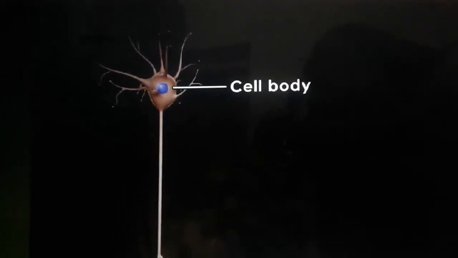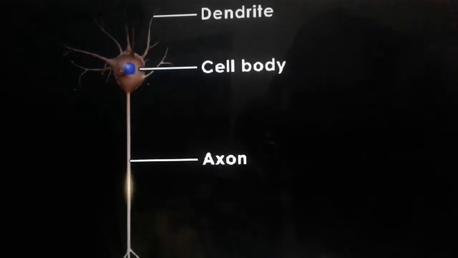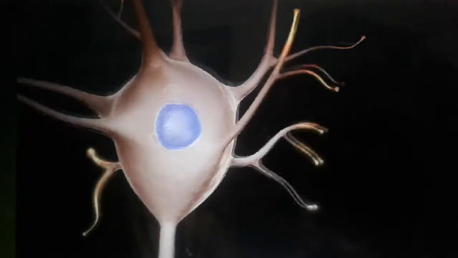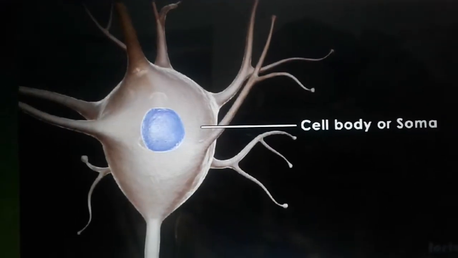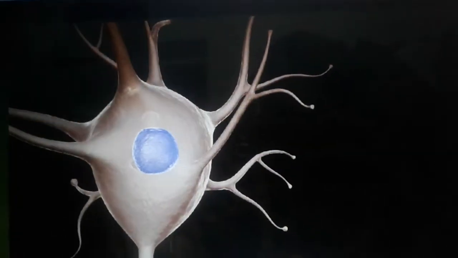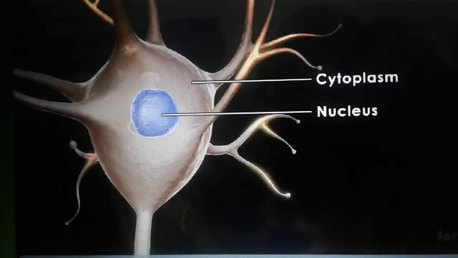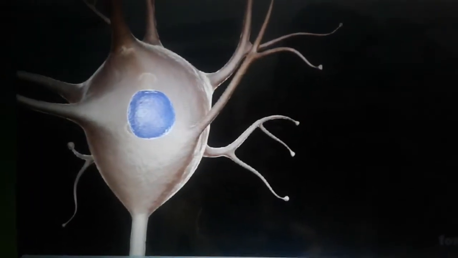Typically, there are four parts in a neuron: the cell body, the dendrites, an axon, and the axon terminals. The enlarged part of the neuron is the cell body, sometimes referred to as the soma. This is where both the cytoplasm and the nucleus can be found, and the metabolic activity will occur here.